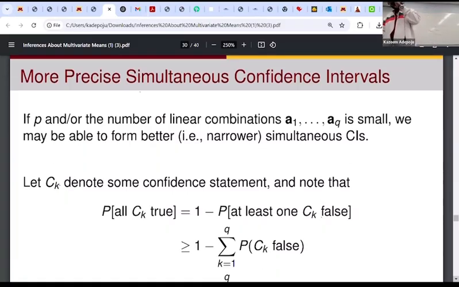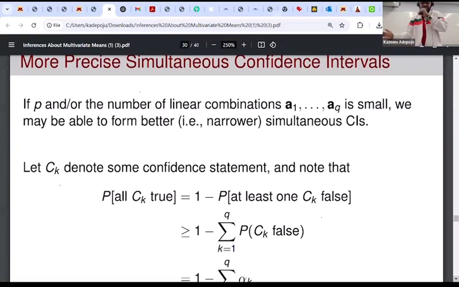We have the Bonferroni, we have a bootstrap simulation-based approach and so on. Some are liberal, some are conservative. But right now, let's first take a look at this. If P, when I say P now, I mean the number of variables, or the number of linear combinations a1 up to aq, is small, we may be able to form a better, narrower simultaneous confidence interval.